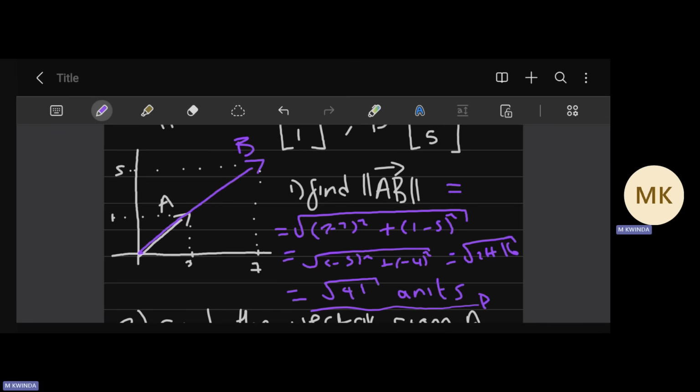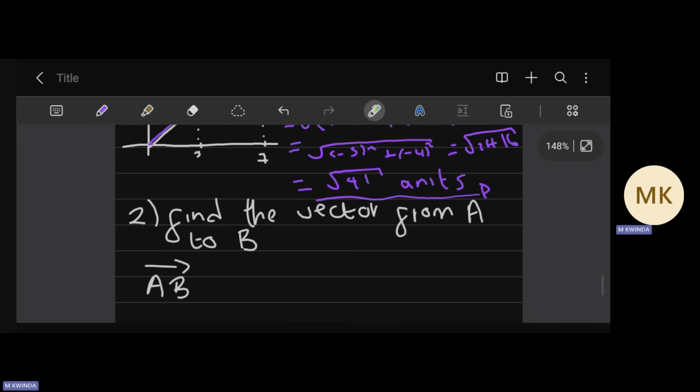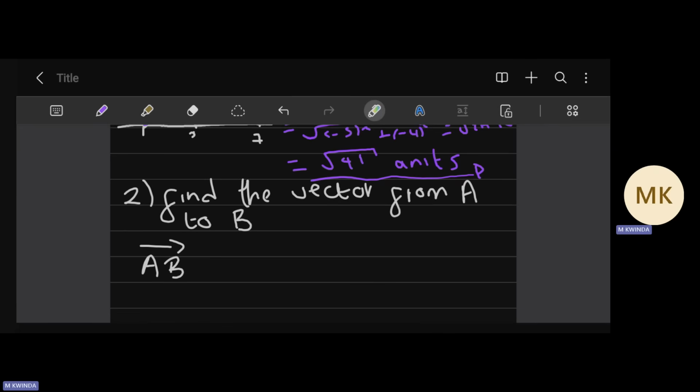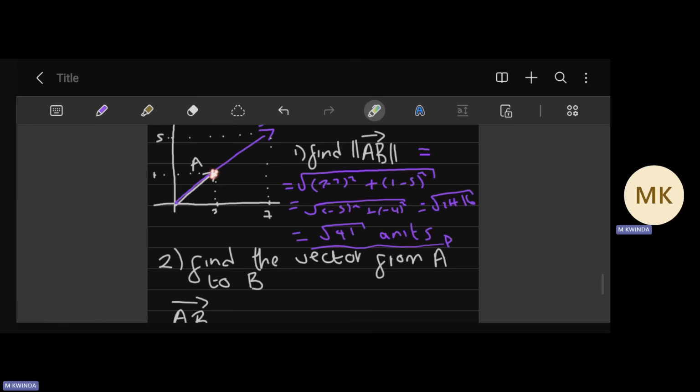So here we were finding the magnitude of the vector AB. Remember, we're not going from A to B. In this case, we're finding what the magnitude of the vector AB is. And then they're saying to us here, we must find the vector from A to B. So A is here and B ends there. So we must find this whole vector.